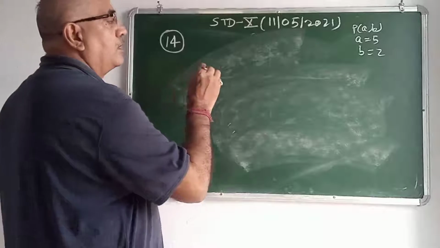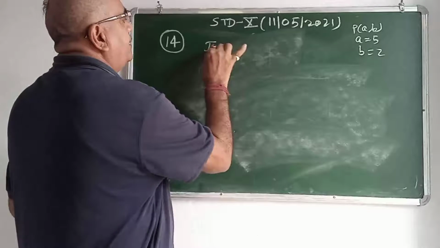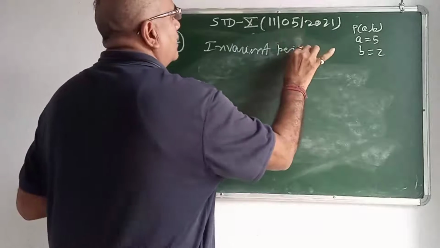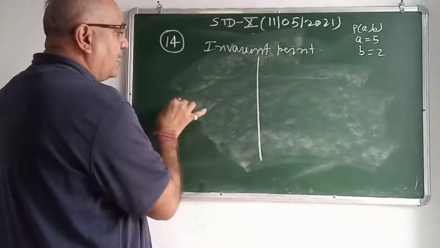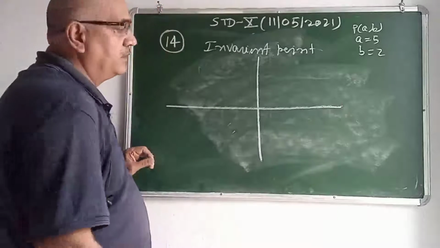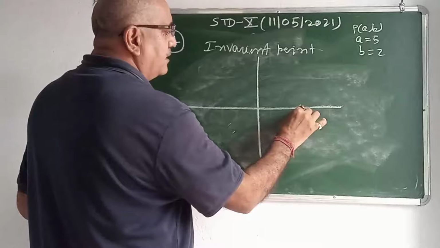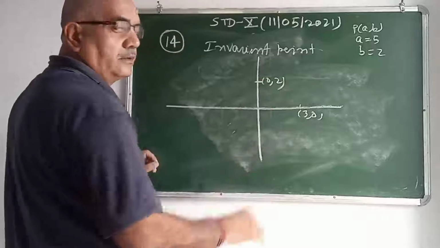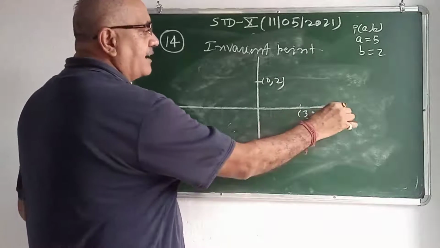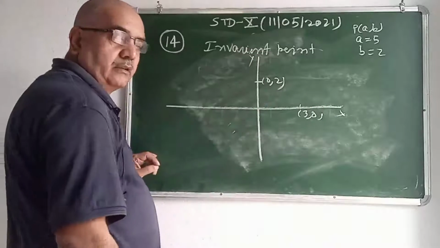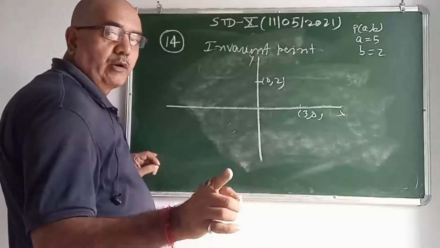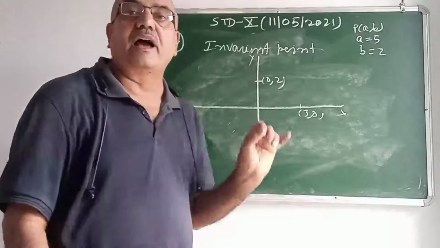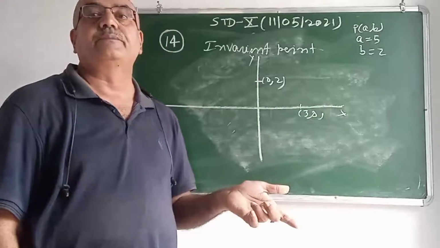Another invariant point. An invariant point lies on the line. Suppose this is (3, 0) and this is (0, 2). These are points lying on the x-axis and y-axis, not in a quadrant. They lie on the line. So a point or coordinate which lies on the line is an invariant point.